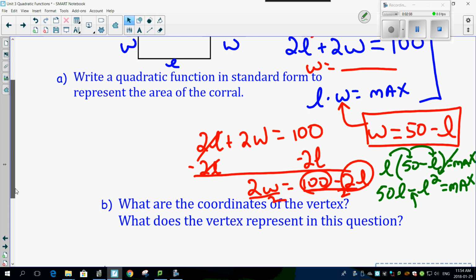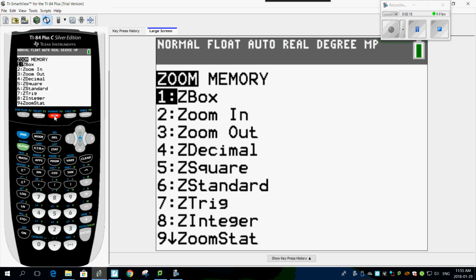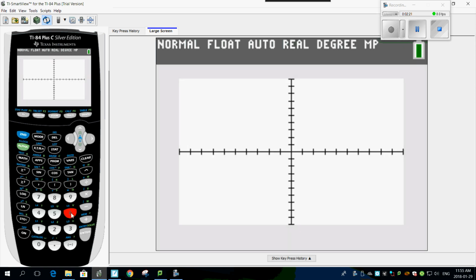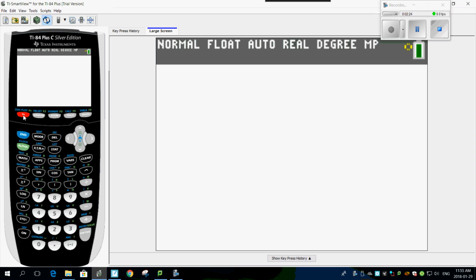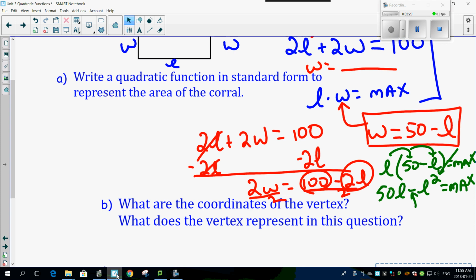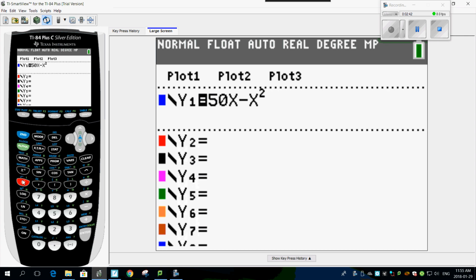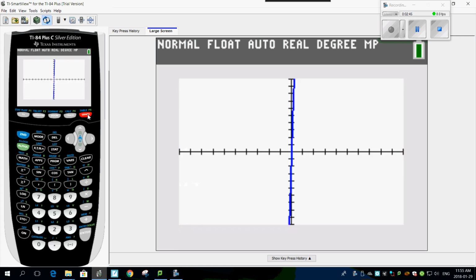So let's put that into my calculator and actually figure out the max. So first things first, with the calculator, you got to bring it up. Here we go. I'm going to zoom standard this just to make sure it's 10, 10, 10 all the way across. Now, I don't know what my equation was again, so I'm going to bring it up. Oh, there it is. It's going to be 50L minus L squared. So in other words, 50x minus x squared. And I'm going to graph this. When I graph this, it might be out of the range, and it certainly is.